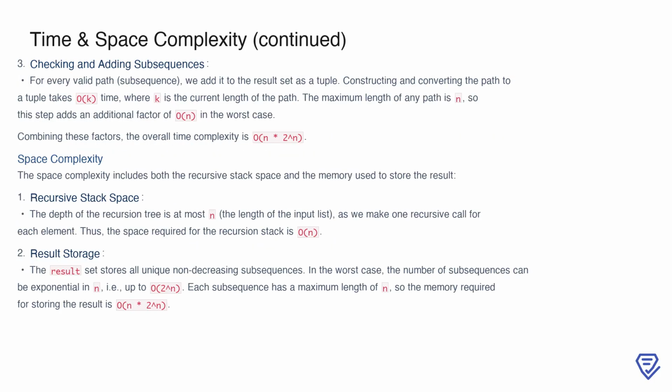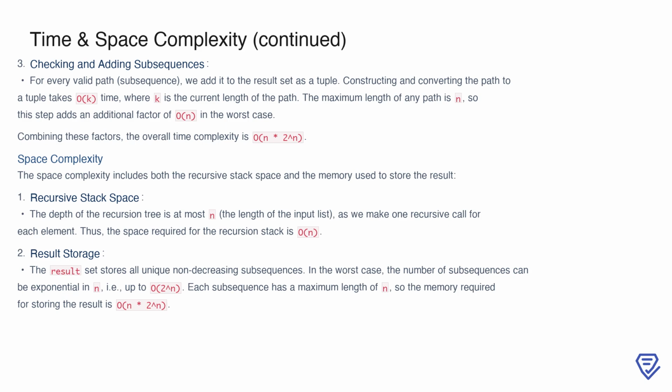Now, for each valid subsequence generated during our backtracking, we add it to the result set in the form of a tuple. The time taken for this step depends on the length of the current path, which can be at most n. This means converting and adding a single subsequence takes n time in the worst case. When we combine this with the exponential number of recursive calls, the overall time complexity becomes n*2 to the power of n.